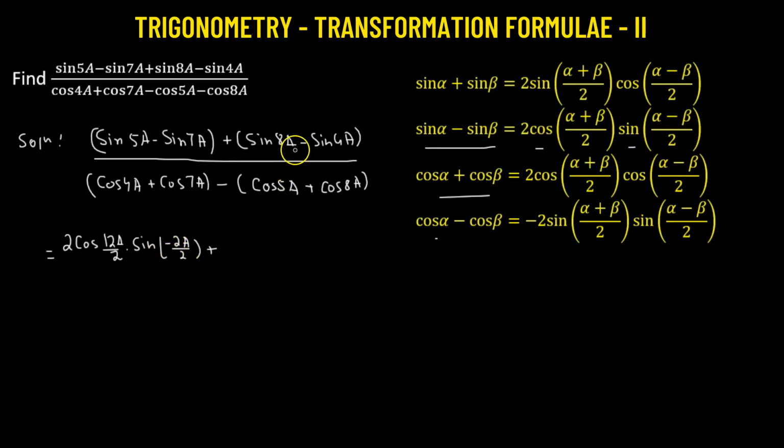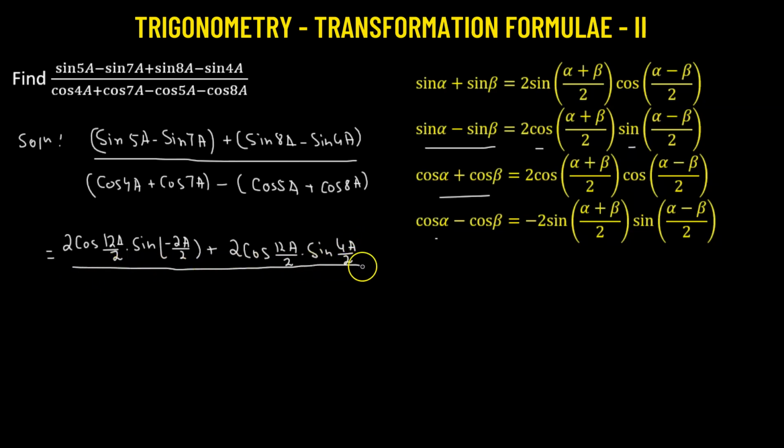Plus we have sine 8a minus sine 4a. So we have 2 times cosine of angle 8a plus 4a, that's going to be 12a divided by 2, multiplied to sine. So we need the difference, 8a minus 4a, that's going to be 4a. So we have 4a divided by 2.